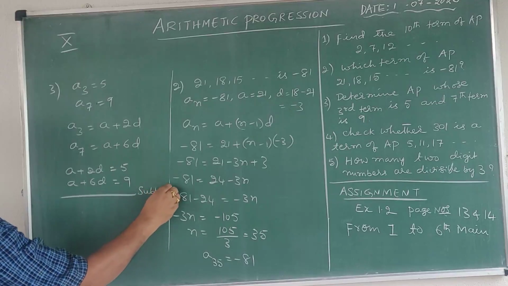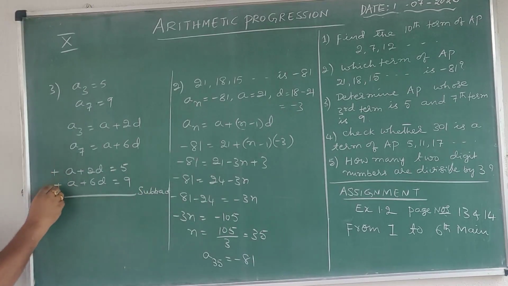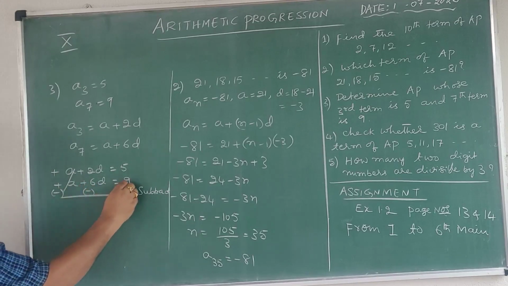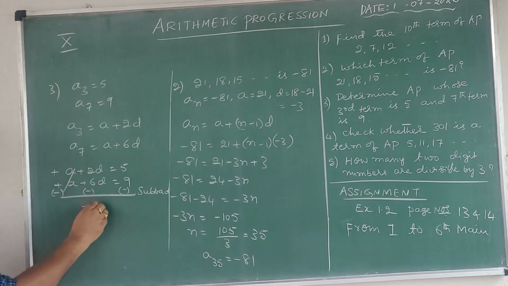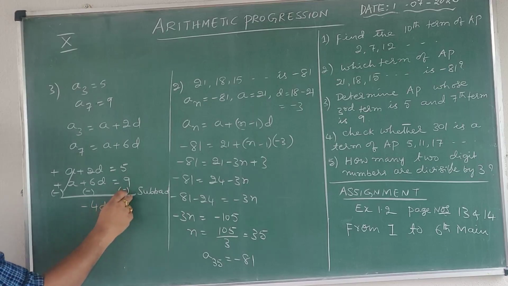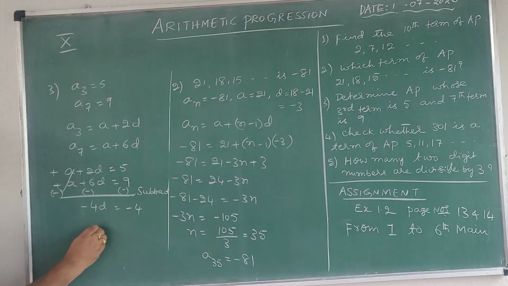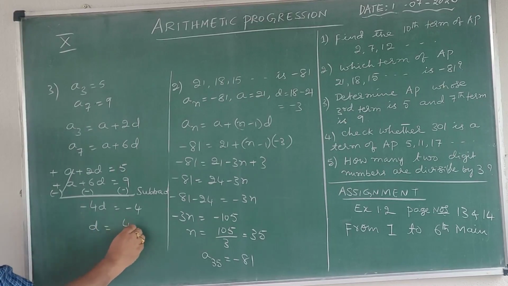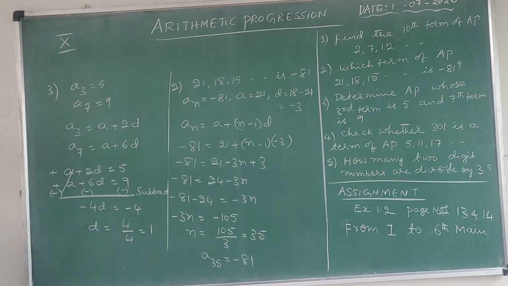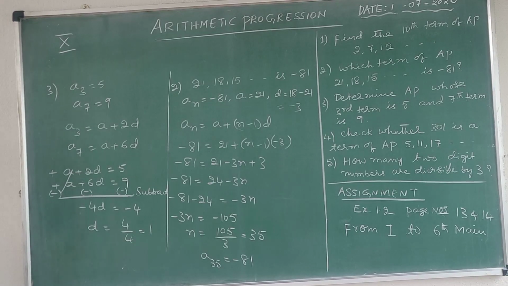So when you subtract, the sign will change. Plus plus, this becomes minus, these two get cancelled. So this is minus, this minus. Minus 6D plus D minus 4D equals minus 9 plus 5, it is minus 4. And D equals 4 by 4, minus minus get cancelled. It is D is equal to 1. Common difference, we got it as 1.